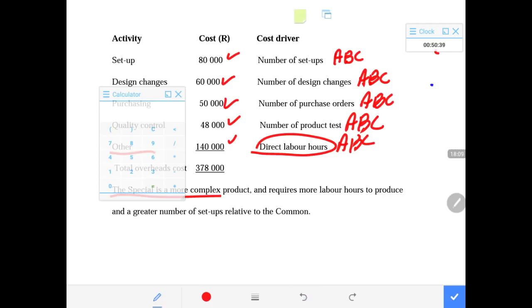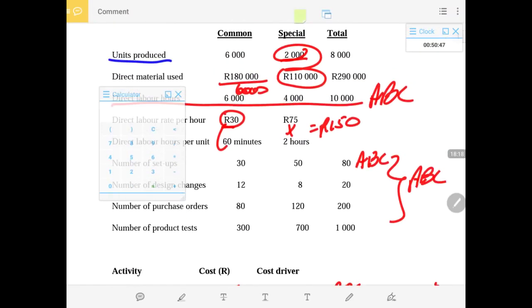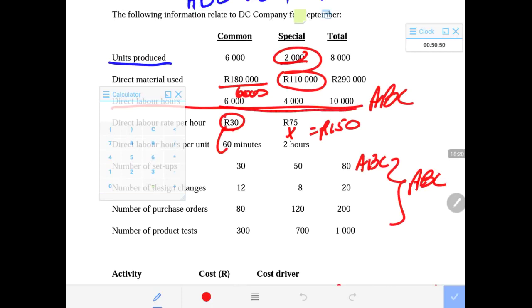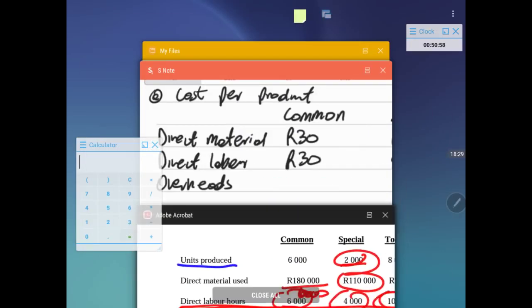The traditional method takes all the overheads, all of them, and divides them by one base. And in this case, our base is said to be the direct labor hours. And our total direct labor hours is 10,000 hours. Here is the total direct labor hours: 6,000 plus 4,000 is equal to 10,000 hours.